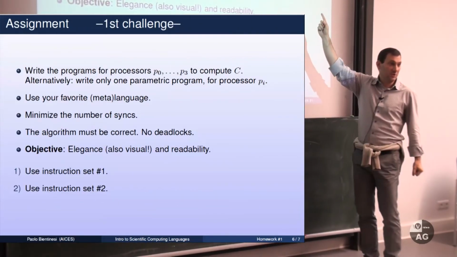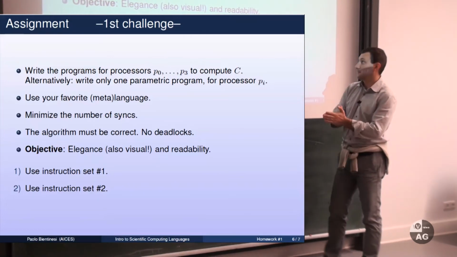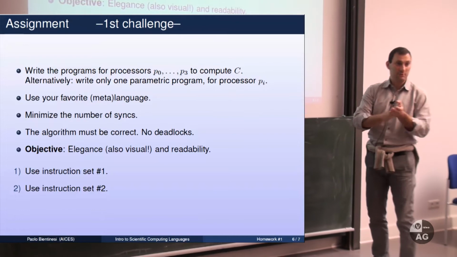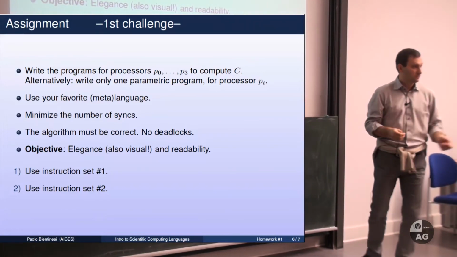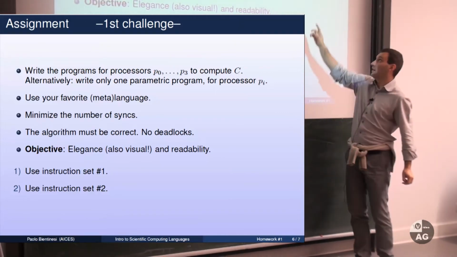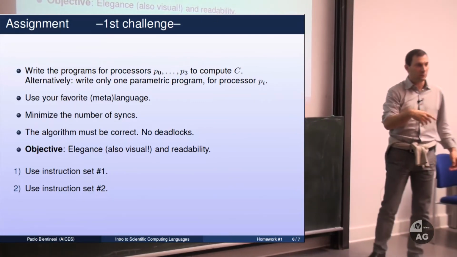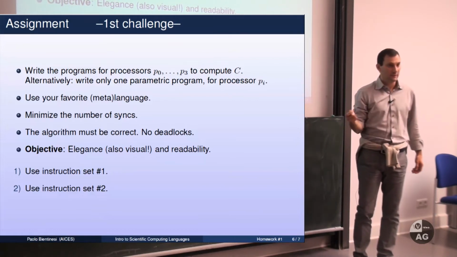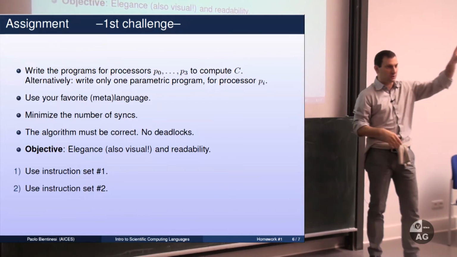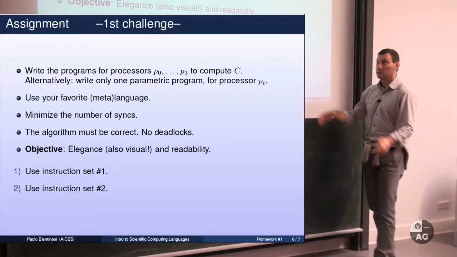Assignment, and by the way, this is a challenge. Remember challenges? So we will decide who has the most elegant code. So there will be a winner. What do we want? What do I want you guys to do? And this answers your question. Either you write programs for all the 4 processors, or you write one single program, parametric. What does it mean, parametric? It means that you write the program for processor PI, and when instead of the I you put a 0, the program magically works for processor 0. When you put 2, it works for processor 2, but you only wrote one program. So it's up to you.